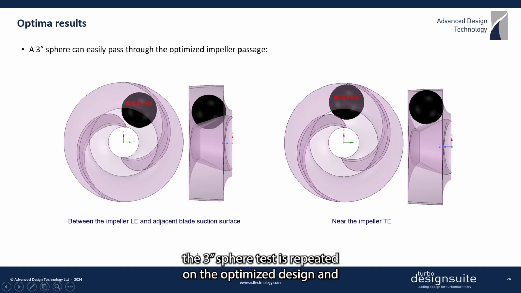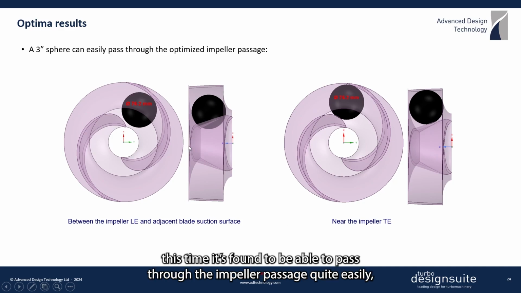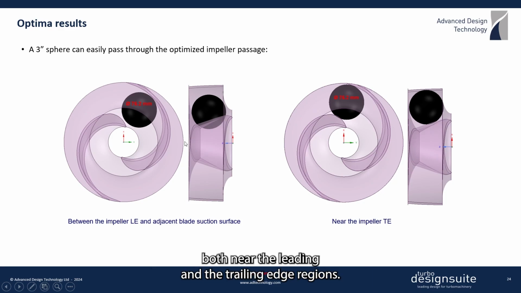And next, the 3-inch sphere test is repeated on the optimized design, and this time it's found to be able to pass through the impeller passage quite easily, both near the leading edge and the trailing edge regions. And this confirms that the new impeller does not present any risk of clogging, and has achieved the desired waste handling levels.